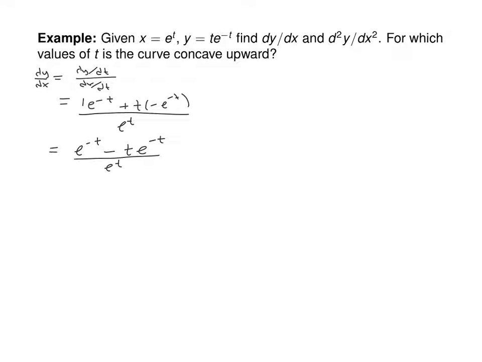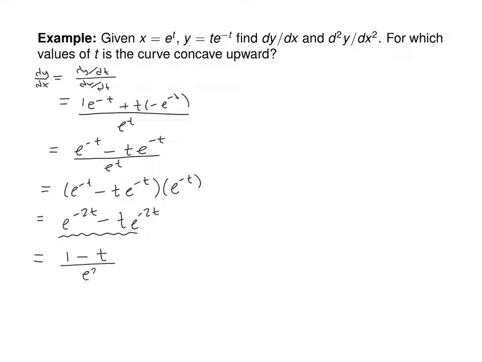It'll be easier for us if we think about this as e to the negative t minus t e to the negative t, multiplied by e to the negative t, and then distribute that e to the negative t, in which case the exponents add. So e to the negative 2t minus t e to the negative 2t. So there's my first derivative. If you'd like to, you could also write that as 1 minus t over e to the 2t. That's also okay, and actually that might be simpler, so we could use this form. So there's the first derivative.